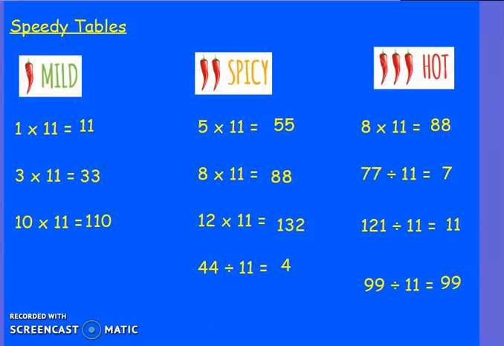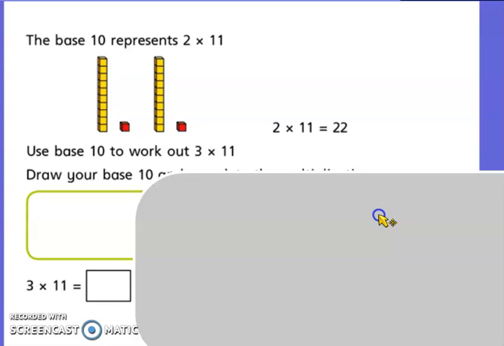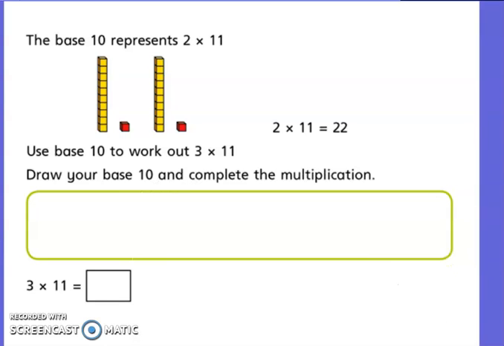Now we've practiced the 11 times table, let's move on to some problem solving. Here's a type of question that you might get in your independent activity today. The mathematician has used base 10 to represent 2 times 11. You can see here we've got a base 10 strip of 10 with one more to make 11. 11 and 11 makes 22. 2 times 11 equals 22. The question asks you to use base 10 or draw the base 10 to complete 3 times 11.